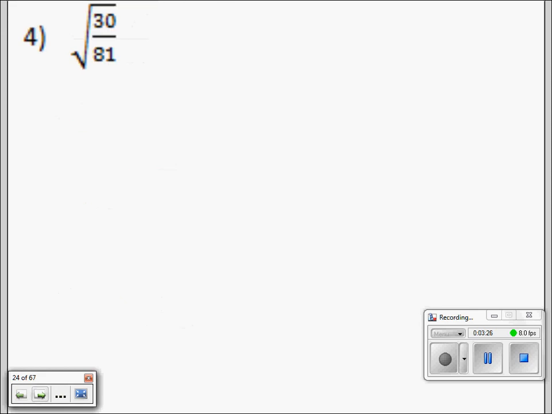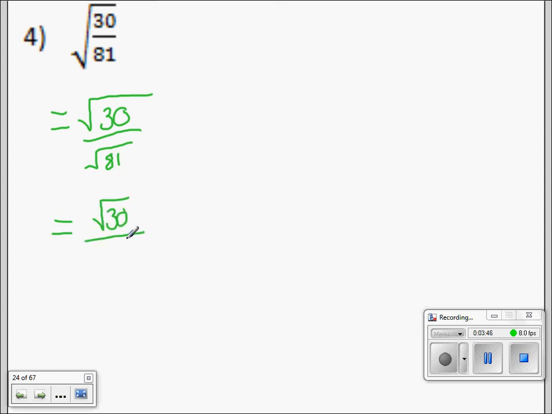Okay. Looking at our final example, we have the square root of 30 over 81. First, I would break this into the square root of 30 divided by the square root of 81. You can try to break down the square root of 30, but it will not break down any farther than it already is. So square root of 30, and what's the square root of 81? That is 9. So that is your answer.